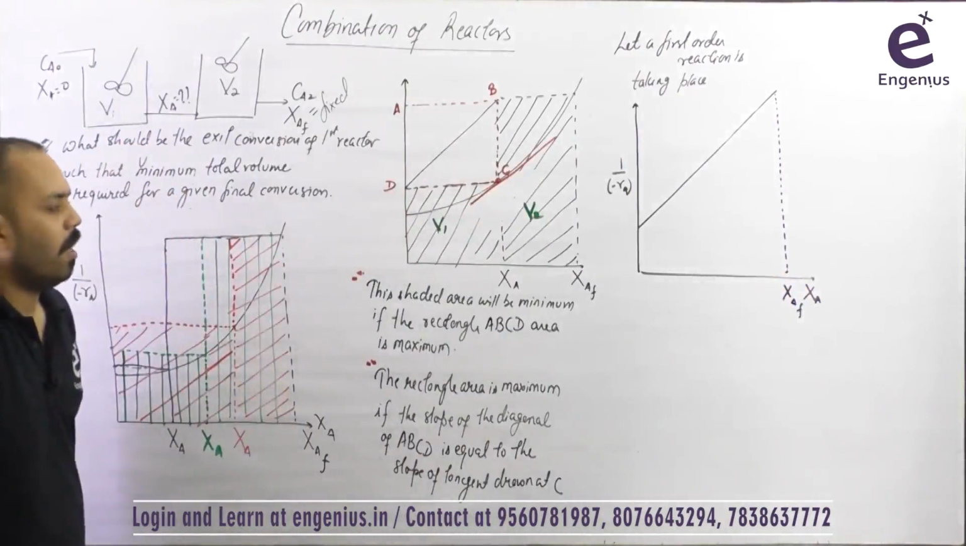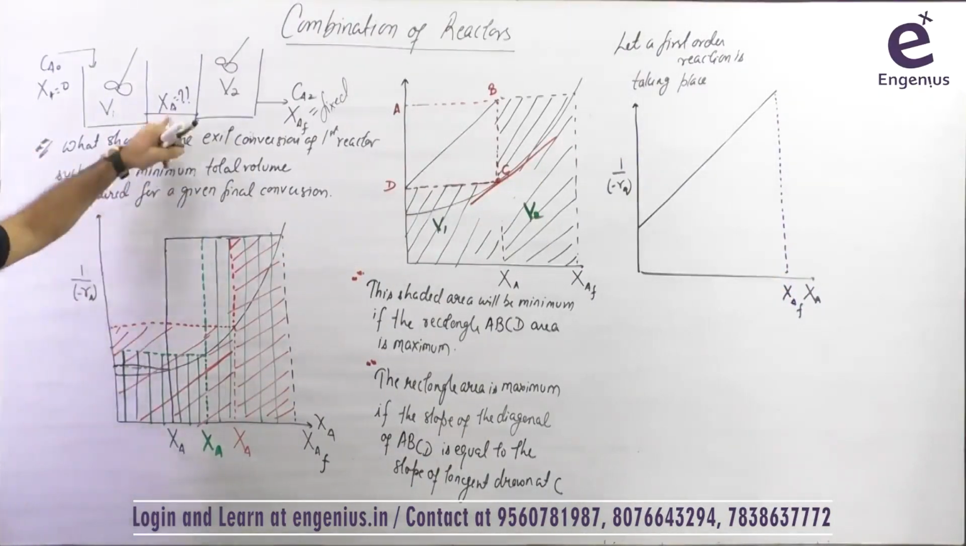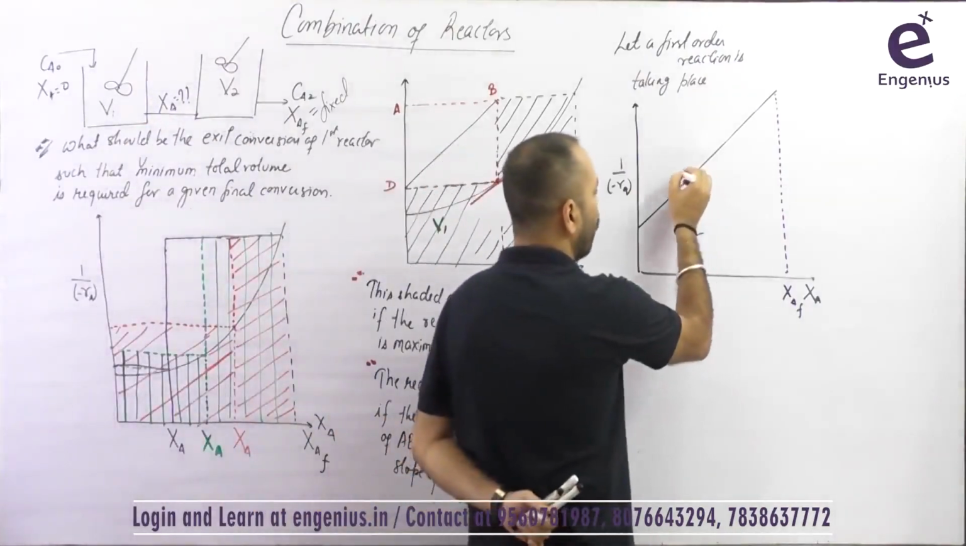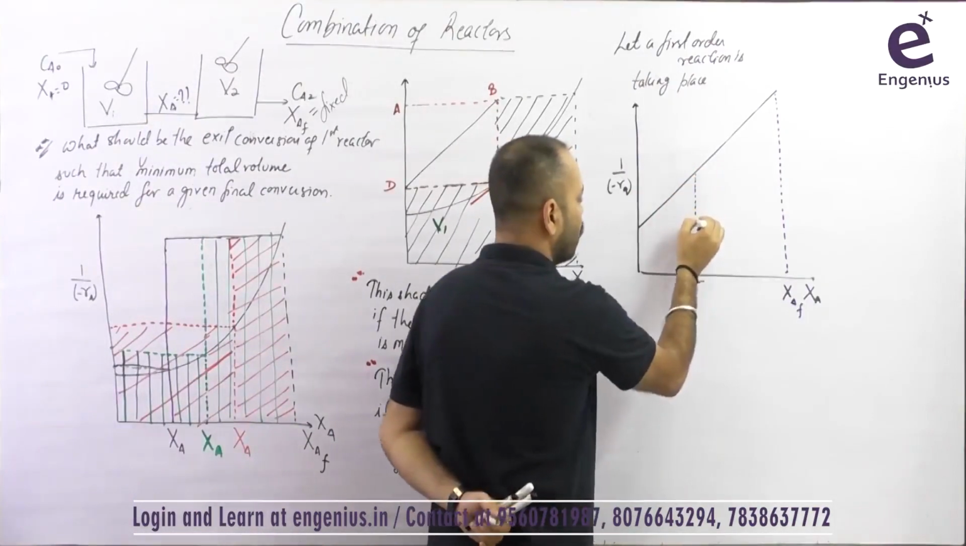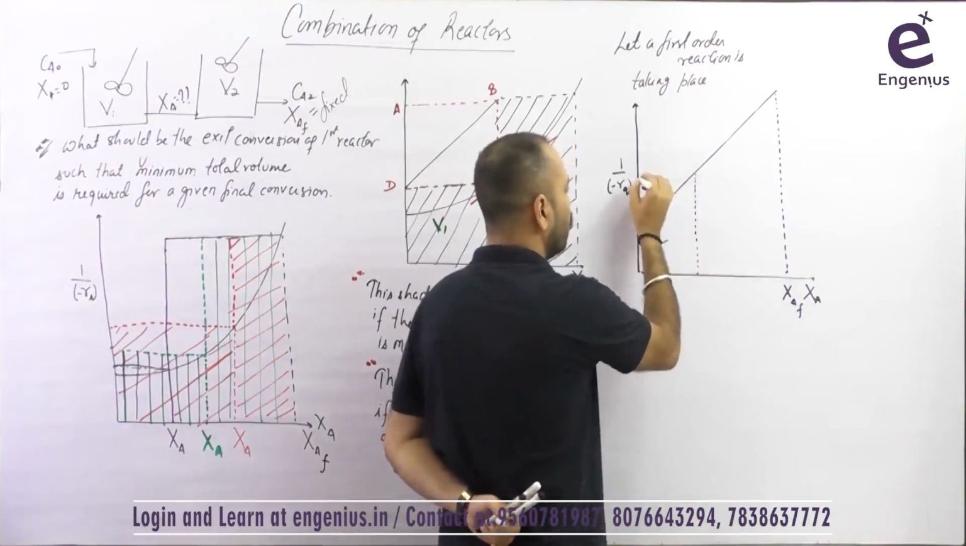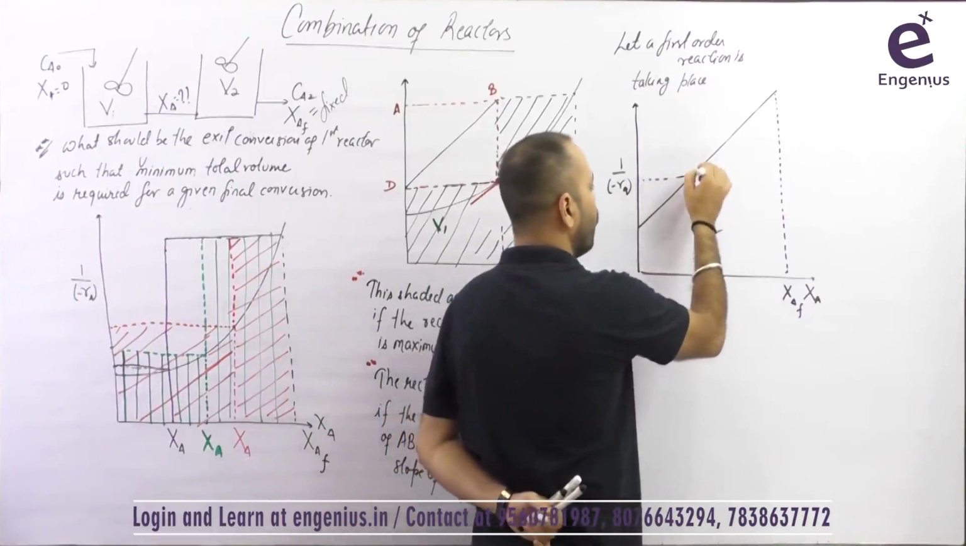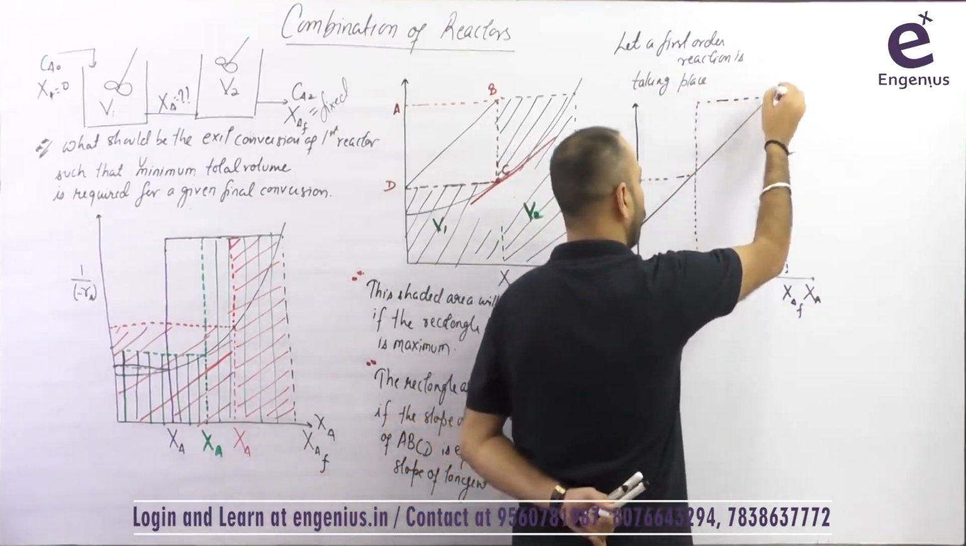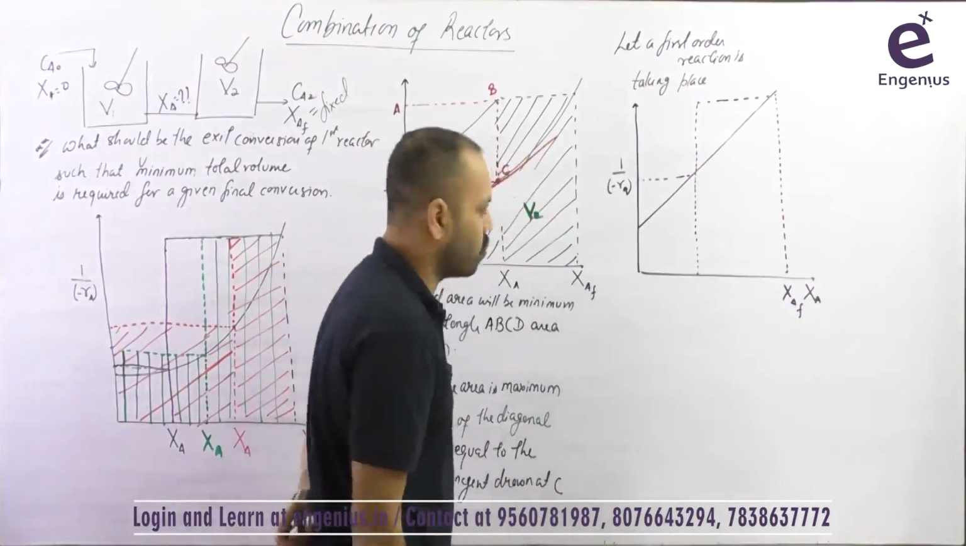Now I am saying, what should this conversion be such that the total volume of the reactor is minimum? Suppose the intermediate conversion I am taking is this. This is the intermediate conversion. Fine. And I am saying that at this point the total volume of the reactor system is minimum.